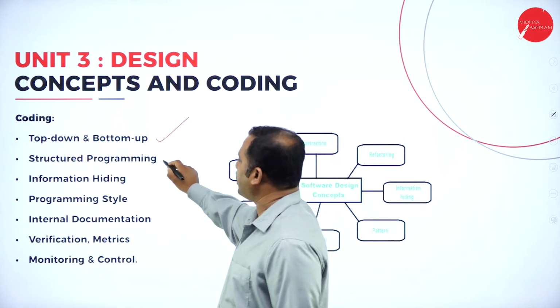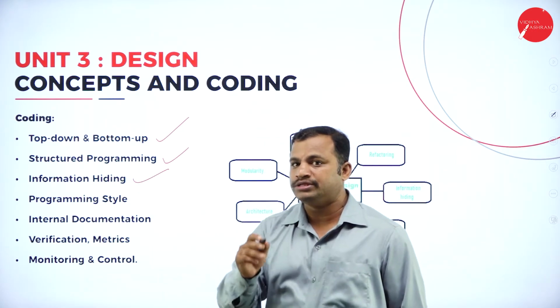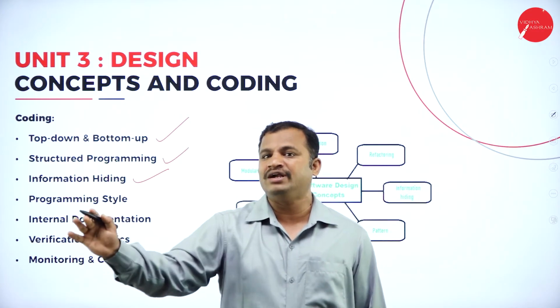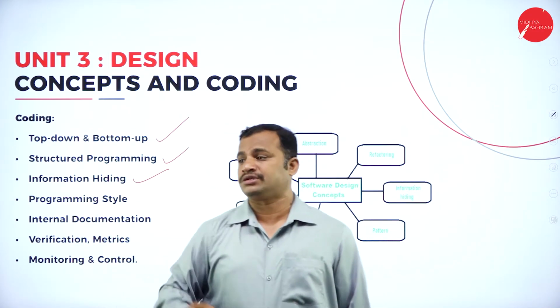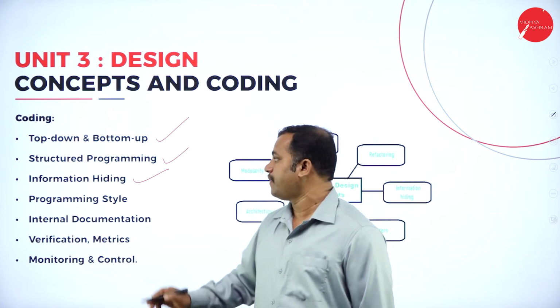Then structured programming, the same thing. Then information hiding. As I told you, only the relevant information is given to the user and all other irrelevant information is hidden from the user. That is called information hiding, also called abstraction.